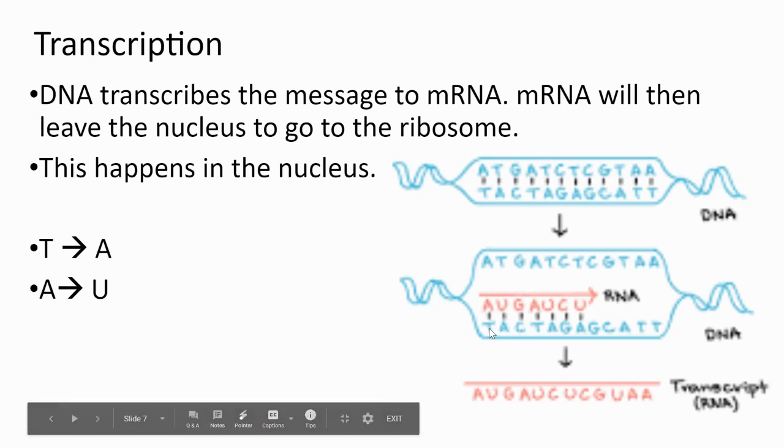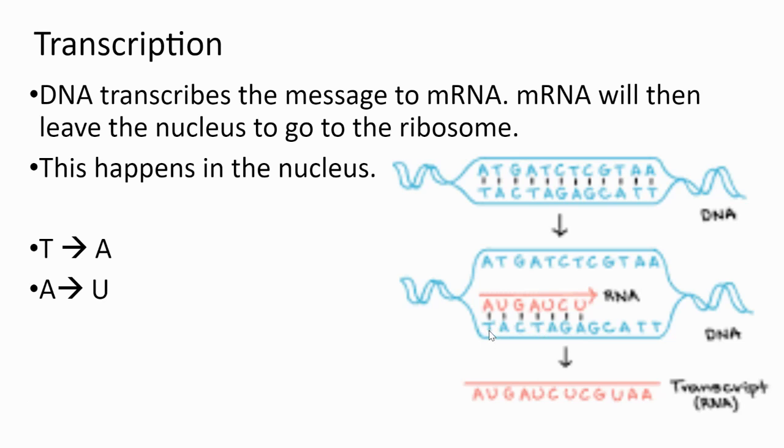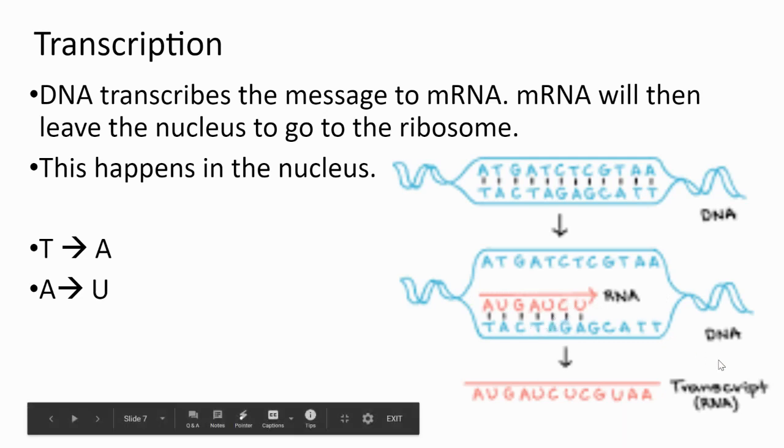T is going to give it to mRNA, but remember, T is going to get changed to an A, A gets changed to U, C goes with G. So again, one more time, A's get changed to U's, T's get changed to A's. DNA gives the message to mRNA now. Now, one thing to remember is that DNA is still there. It doesn't get destroyed. It just creates a copy for mRNA to carry. Once it has the message, mRNA will leave the nucleus to go to the ribosomes.